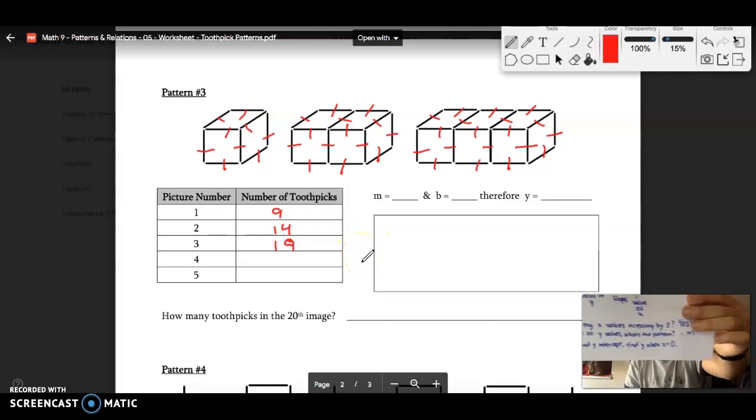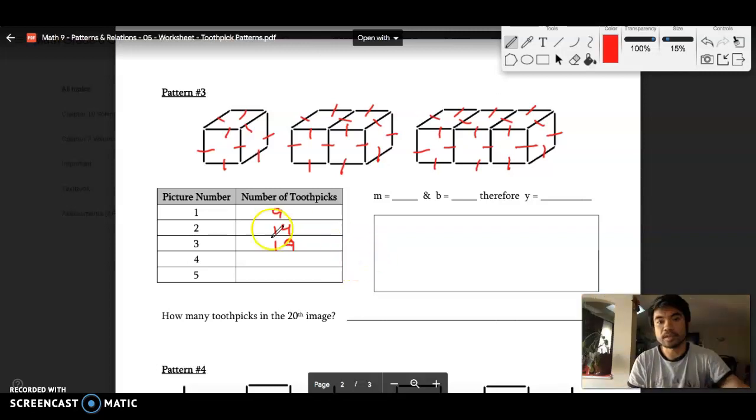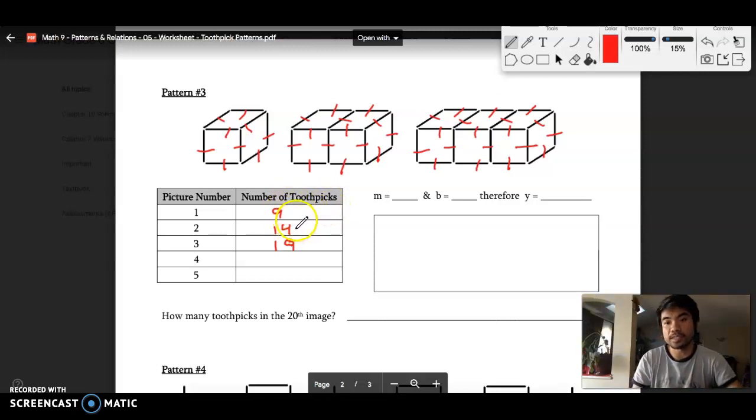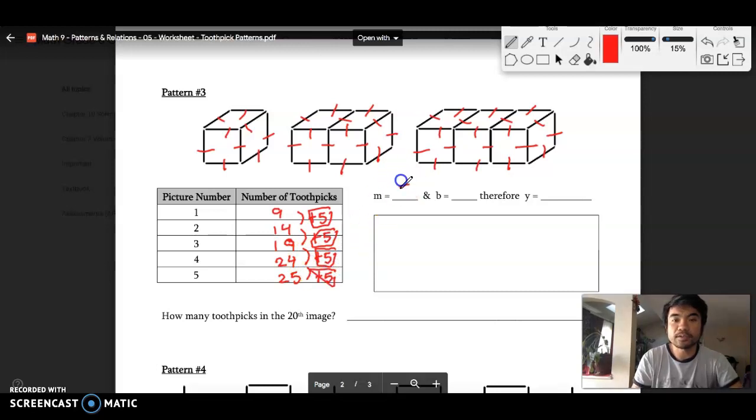Are my x values increasing by 1? Yes, they're increasing by 1. So let's look at y. What's the pattern? From 9 to 14, you are adding by 5. From 14 to 19, you're adding by 5. So you can predict 4 and 5, right? Because you're adding by 5 each time. So because of this, my m value is going to be 5.